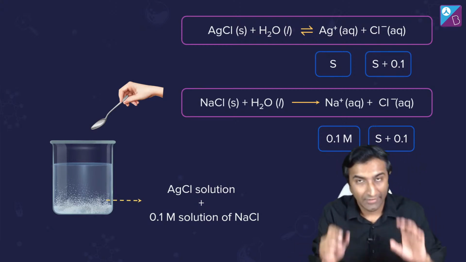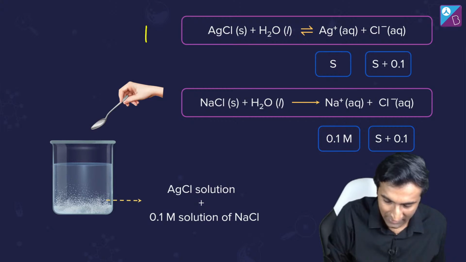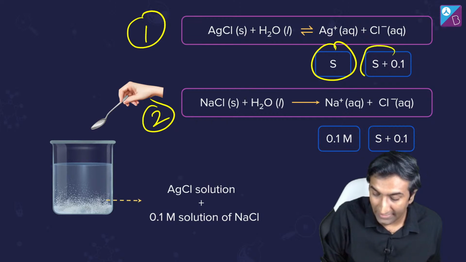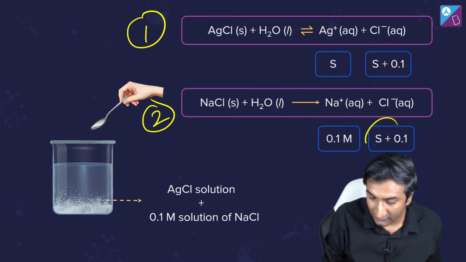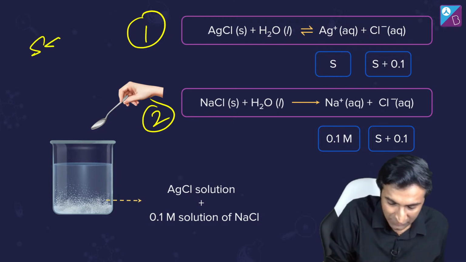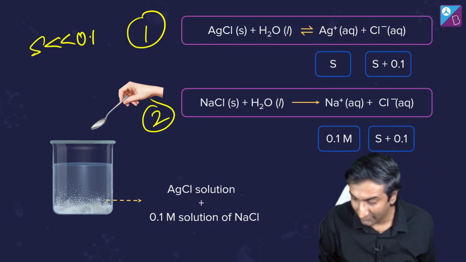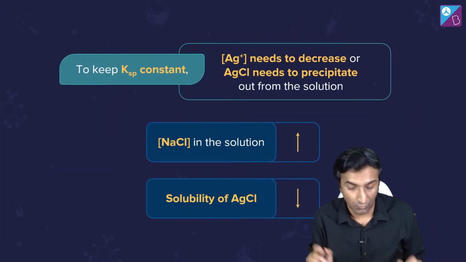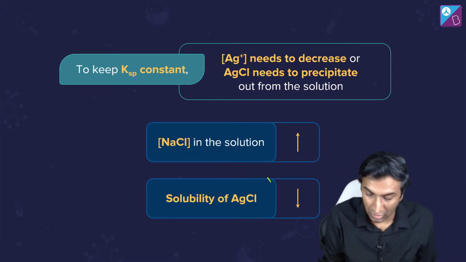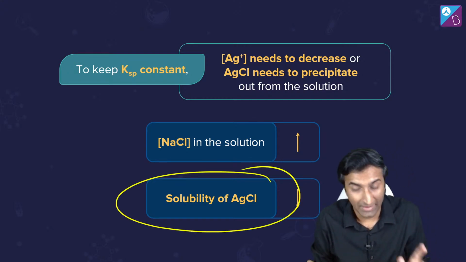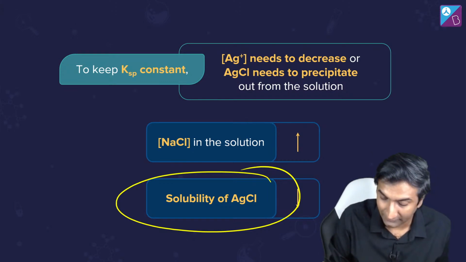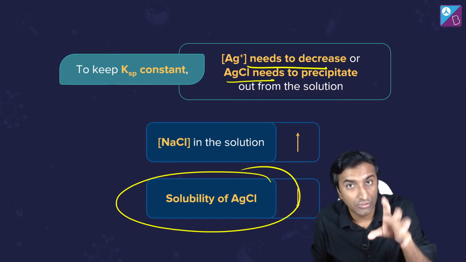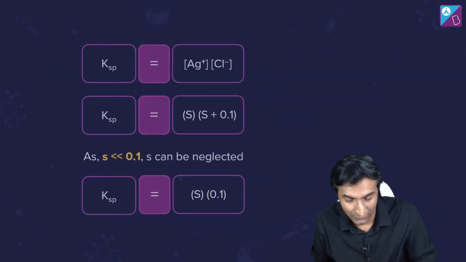देखो, so now two of them are in solution. दोनों चीजें, AgCl and NaCl. इसकी solubility हो गई S, इसकी हो गई S plus 0.1. But because S is so much smaller than 0.1, practically हम लोग बोल सकते हैं कि this is simply going to be equal to 0.1. So NaCl अगर मैंने बढ़ाया तो solubility of AgCl हो गई कम. You want me to show you the math? I'll do that right away. Okay, but just clearly फिर से बोल रहा हूँ कि Ag plus needs to decrease or AgCl needs to precipitate out of the solution to keep KSP constant. That's a disturbance, Le Chatelier's principle and all that, right?